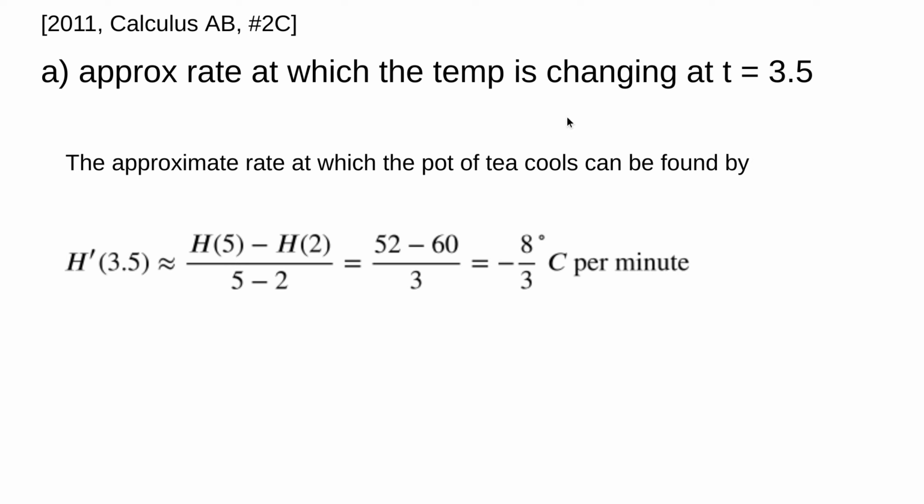So the rate at which the temperature is changing at t equals 3.5 would be approximately equal to the temperature at t equals 5 minus the temperature at t equals 2, divided by 5 minus 2. It turns out that is negative 8/3 degrees Celsius per minute. Don't forget the labels here. Unless specified, you should assume that you do need a label, just to be safe.